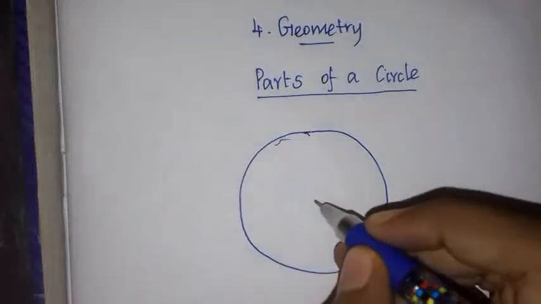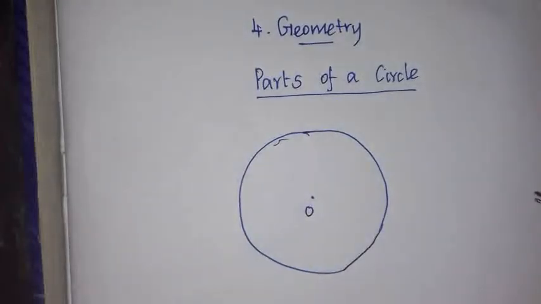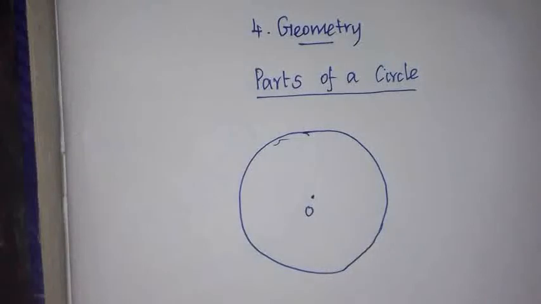Okay. This is a circle. What is this point? This point is the center. Okay. What is the center? The fixed point is the center of the circle. That is, this point is the center.